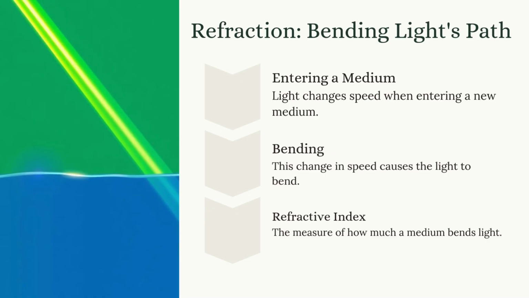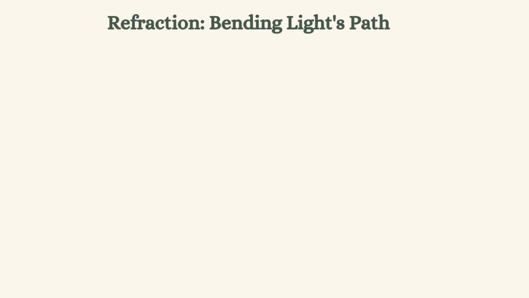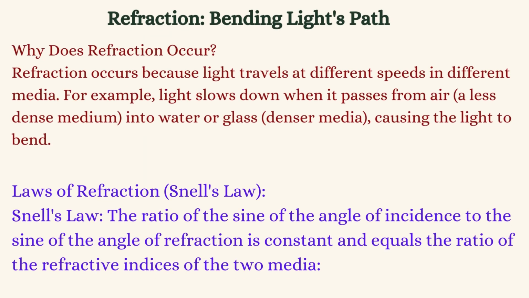Next is refraction. It is the bending of light as it passes from one medium to another with a different refractive index. This change in speed causes the light ray to change its direction. Why does refraction occur? Refraction occurs because light travels at different speeds in different media.